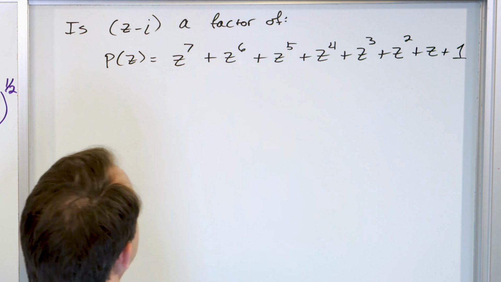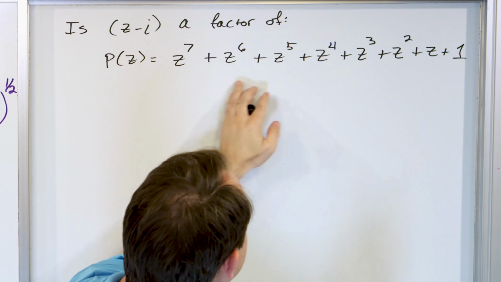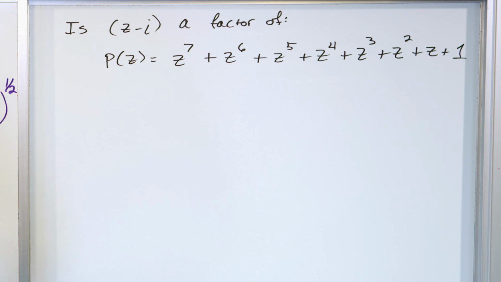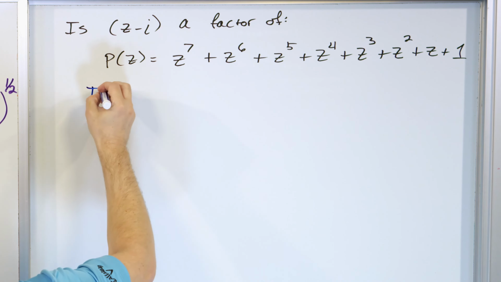I barely fit it there. Lots of little terms there. So it looks like a nightmare, right? Is this thing a factor of this thing, this entire enormous polynomial in terms of z? And another way of basically saying it is, is it true?